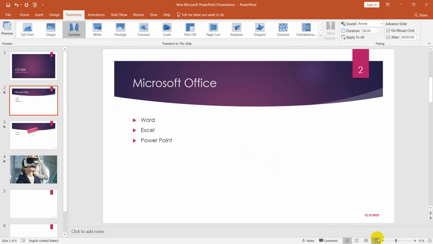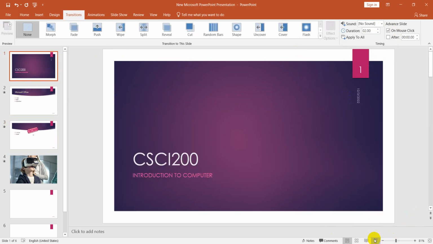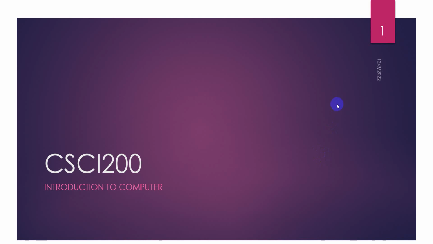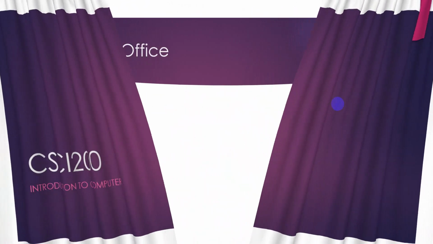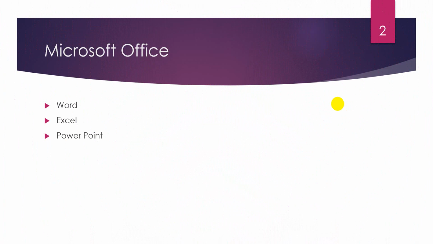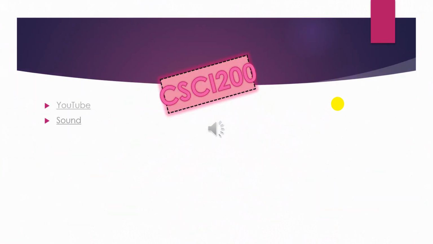So if I run the slideshow from the first slide, now if I click on the mouse, the transition of the second slide will be played here. After 3 seconds, it will advance to the third slide and play the transition of the third slide.